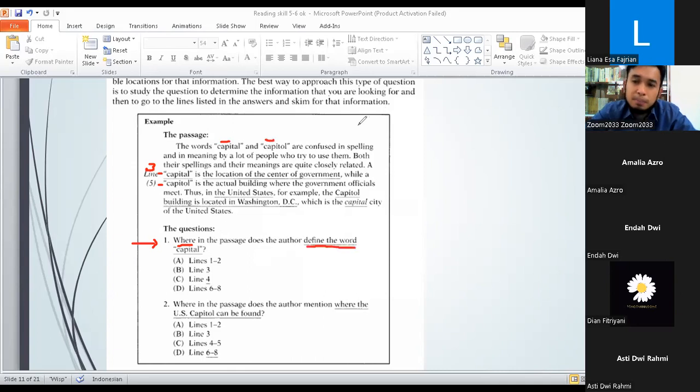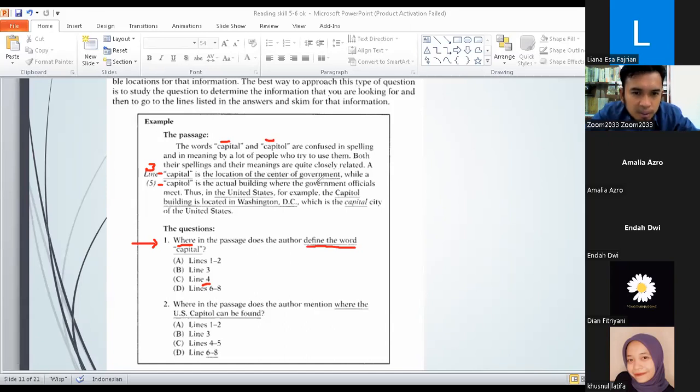Yeah, so this is very simple, very simple for you guys. Take a look at this. So we have make a note, make a line for this. Line 4. On line 4, this is where the author defines the word capital. The capital is the location of the center of government, while capitol is the actual building. So this is where the author defines the word capital.